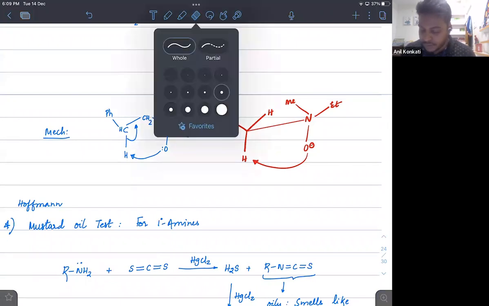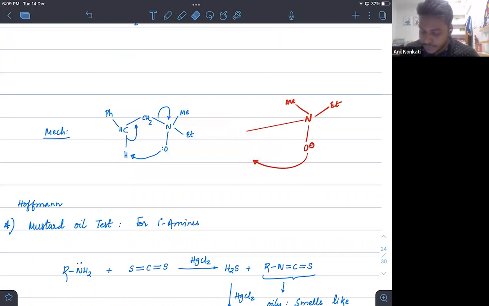I forgot one more CH2 group here. One second. CH2 here, CH2 here, and CHPh and H here, CHH here, correct? So as soon as we get that, the alpha is eliminated.